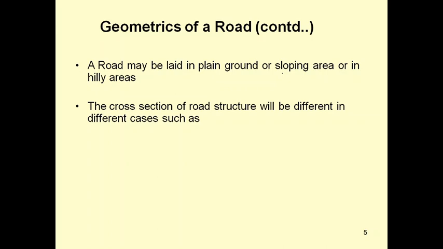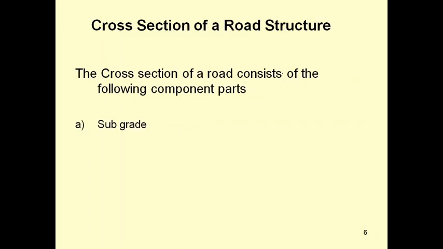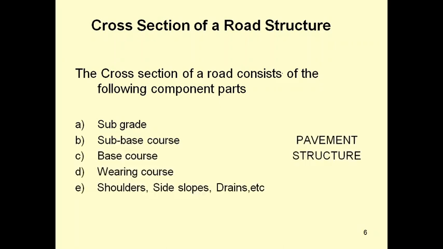Cross section of a road structure. The cross section of a road consists of the following component parts: subgrade, subbase course, base course, wearing course, shoulders, side slopes, drains, etc. So this makes a pavement structure. These are the component parts of a road.